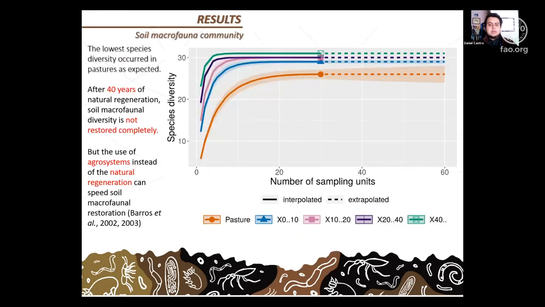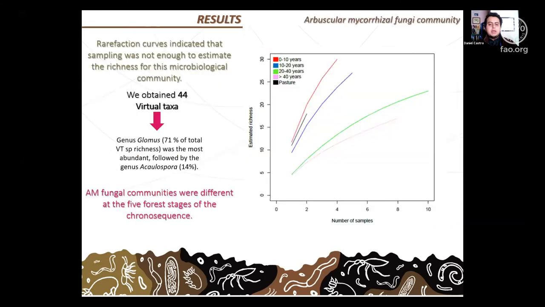As was expected, the lowest diversity occurred in pastures. After 40 years of natural regeneration, soil macrofauna diversity is not completely restored. However, some authors indicate that soil macrofauna communities could be restored in a short time when activities are performed in agroforestry systems, forest plantations, and other crop systems.